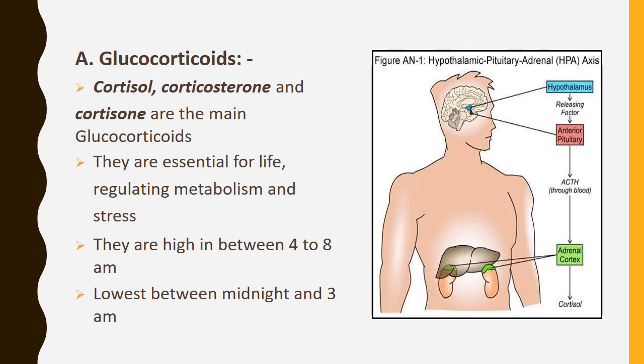Now you can see in the figure, the hypothalamus has the releasing factor. It releases the ACTH releasing hormone, and this triggers the ACTH. The anterior pituitary lobe will secrete the ACTH. It goes into the blood, then reaches the adrenal gland, especially the adrenal cortex, and it will release the cortisol. So this is the pathway, or pathophysiology, of the hormone.